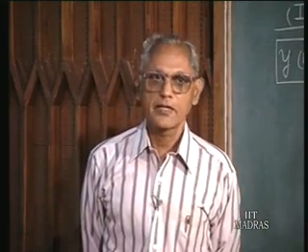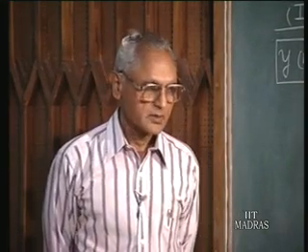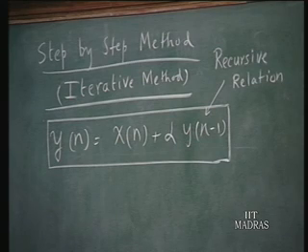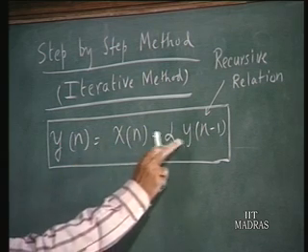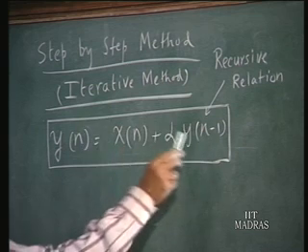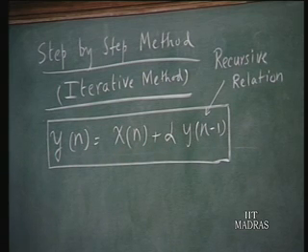In the last lecture I mentioned that a second method of solution of the difference equations is the iterative method or step by step method using a recursive algorithm. Now let me illustrate this by taking an example. Suppose we have a difference equation for yn in the form yn equals xn plus alpha yn minus 1. This is a recursive relation which enables us to calculate yn step by step from the knowledge of the present input and the immediate past output yn minus 1.